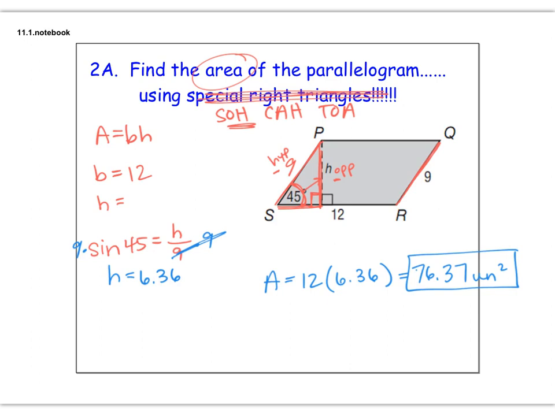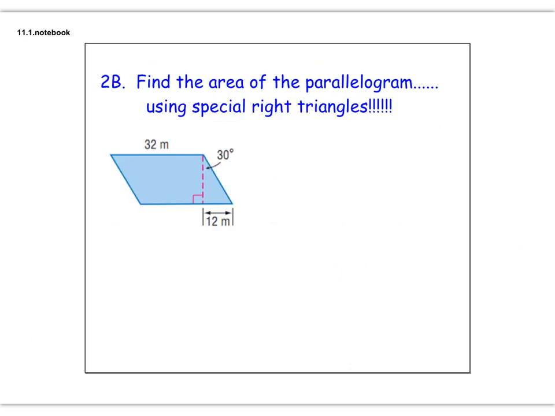Let's try another one. So find the area of the parallelogram using special right triangles. Instead of special right triangles, let's just use SOHCAHTOA. It's probably more fresh in your brain than special right triangles. So here, do we know this is a parallelogram? We do. It says it in the directions. So it's going to be base times height to get the area. The base, I can see, is 32. You can see up here, that's 32. So that would be the same down here. They're both considered bases. But we need to find the height. The height would be this pink dotted line.